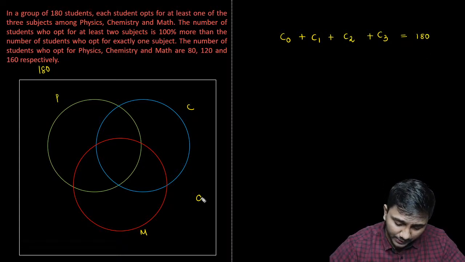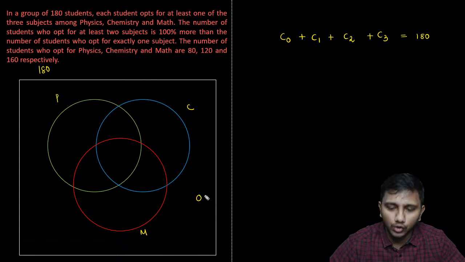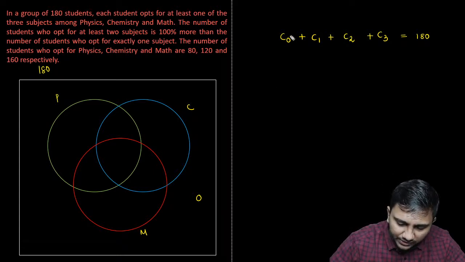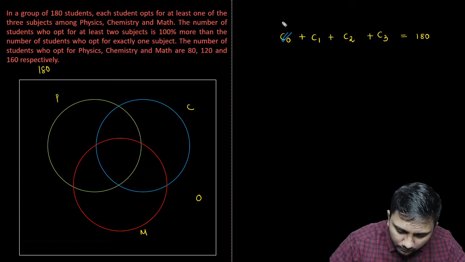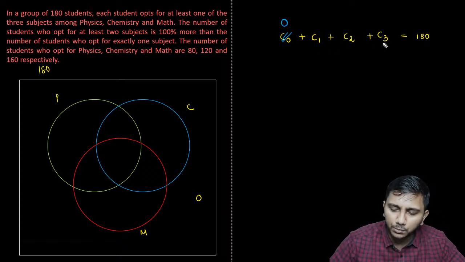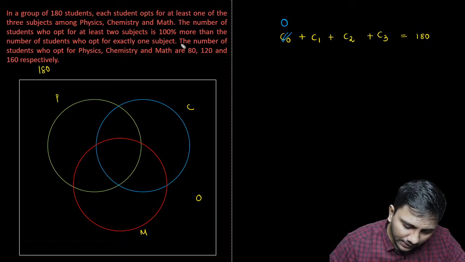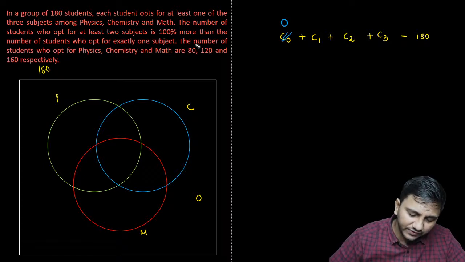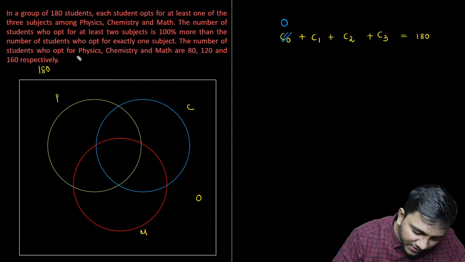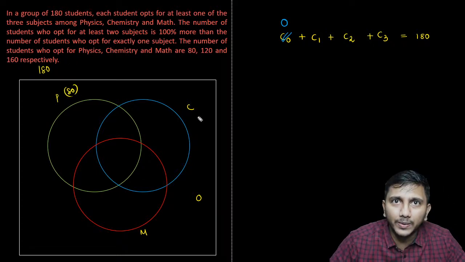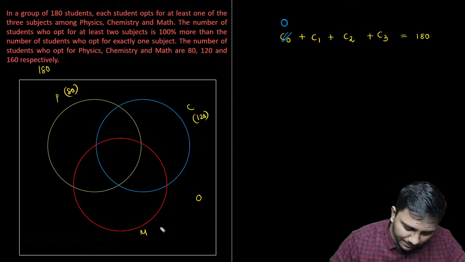Now in this question we know that C0 is 0. There is nobody who is not opting for any of this. Everybody is opting for at least one of these subjects. So C0 is going to be 0 in that case. So it's basically C1 plus C2 plus C3 is equal to 180. And it is also given the number of students who opted for physics, chemistry, and math are 80, 120, 160. Let's fill that as well. Physics is 80. Chemistry is 120. And math is 160.